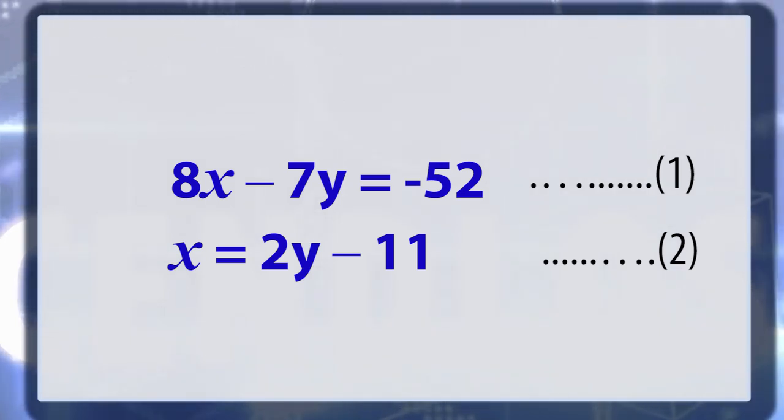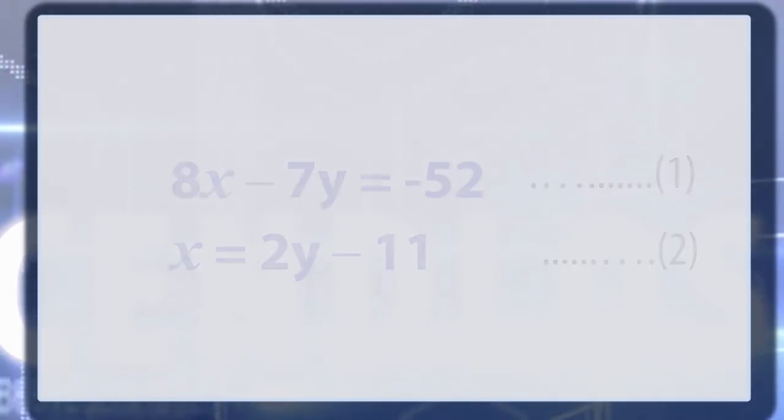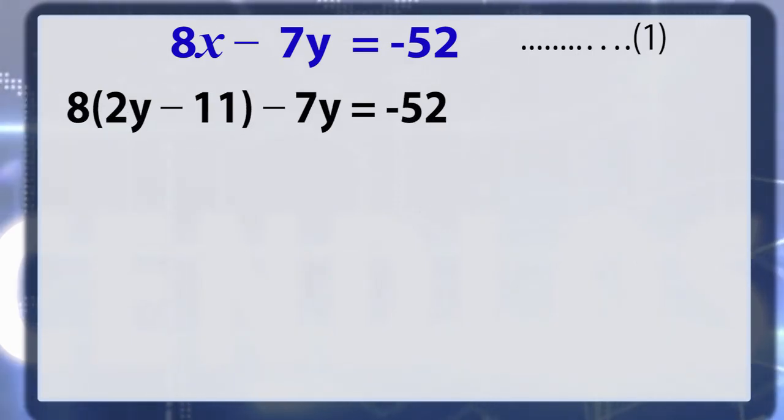So let us substitute equation 2 into 1. Remember equation 2 is x is equal to 2y minus 11. So whenever we see x, we put 2y minus 11 there. So let's go to equation 1. So we have 8 times 2y minus 11 minus 7y is equal to negative 52. Then we remove the bracket.